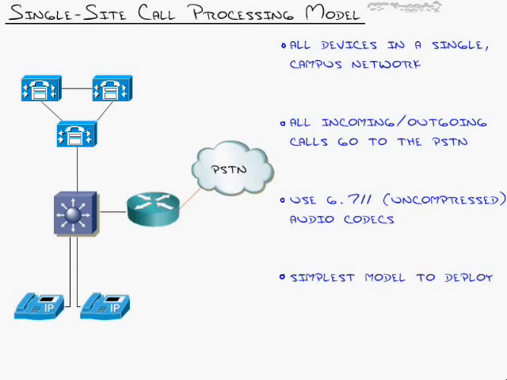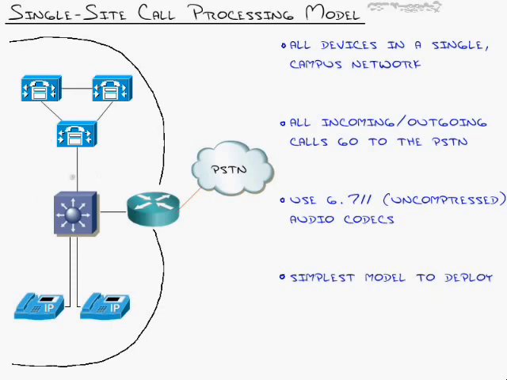So now let's look at the design models. How do you design a voice over IP network? What are the supported models by Cisco when you're setting this up? Well, the first one is a single site call processing model, and this is the easiest of them all. This means you've got one location. All your devices are in a single campus network, and campus doesn't have to mean large. It just means this is our single environment. This is our office of 100 people, 500 people, 10,000 people.